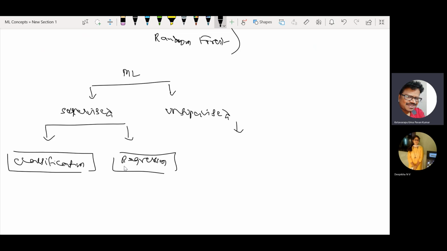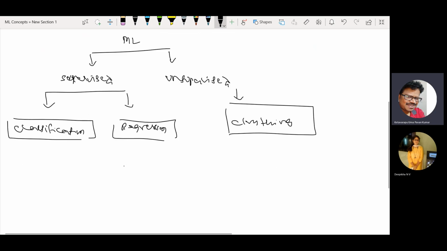Just after completion of regression, we'll go to the clustering aspect, the most commonly used unsupervised technique. Apart from that, we have other things like principal component analysis and association rule mining, all those things follow. Whenever we discuss these aspects, definitely we'll talk about those considerations also. In clustering, we'll have DBSCAN, k-means clustering, and hierarchical clustering.